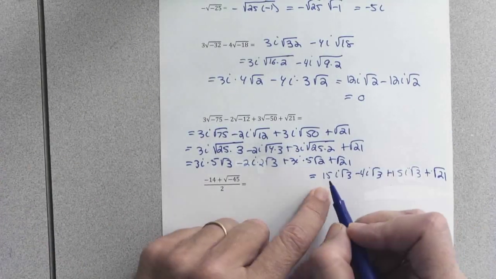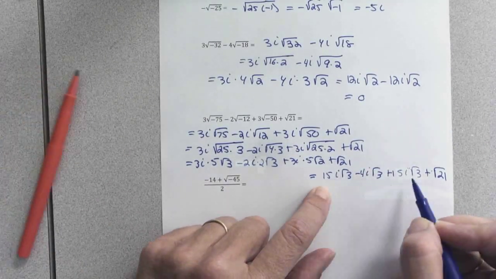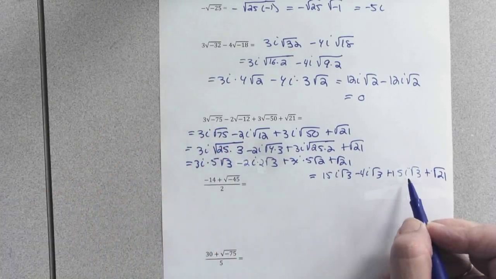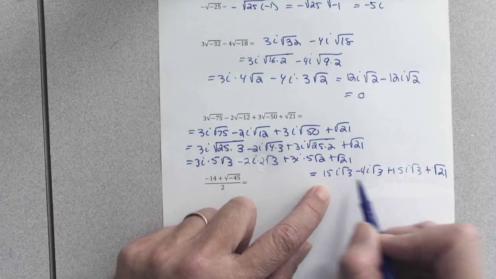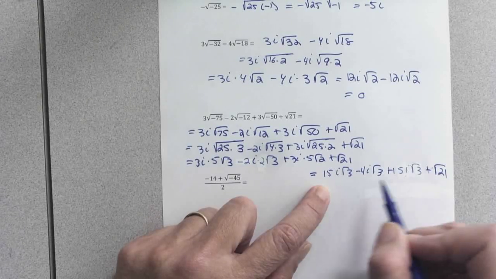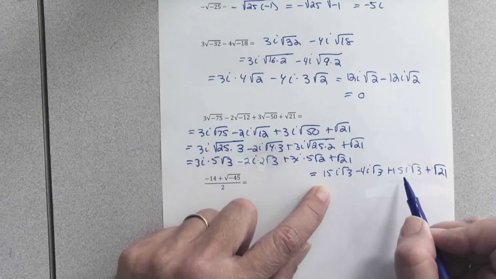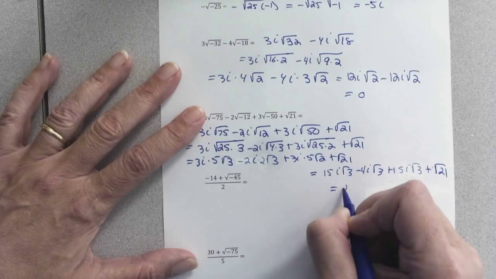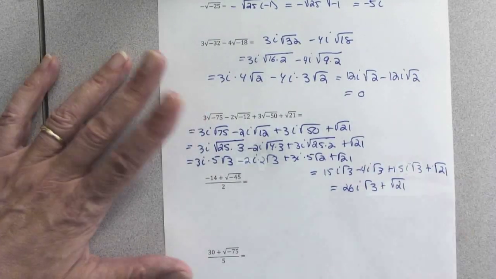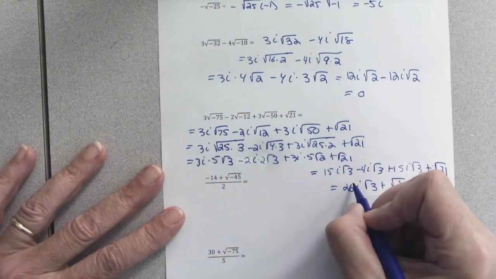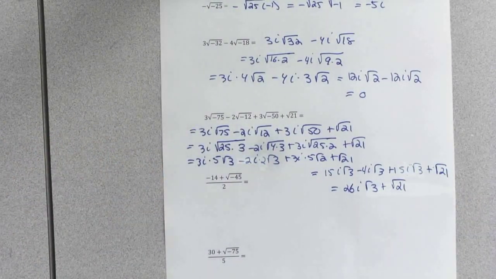Just combining my coefficients here. So 15i, minus 4i, 15i. These are all like terms, so I can combine them. 15i minus 4i would be 11i. 11i plus 15i would be 26i square root of 3 plus the square root of 21. And that guy is done. We no longer have any like terms, so that one is done.